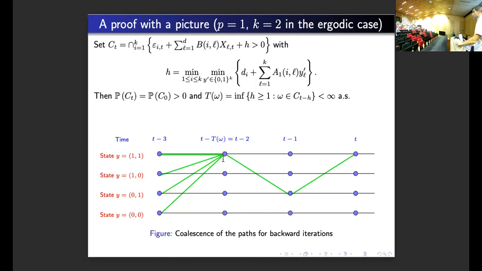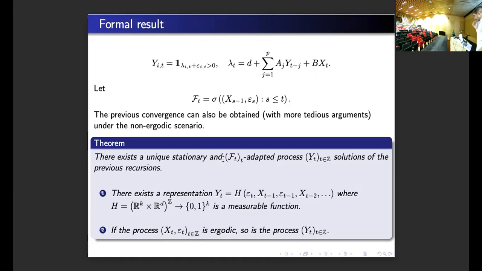If you are familiar with the simulation of Markov chains, you probably recognize the Propp and Wilson algorithm for perfect simulation of a probability measure. And this is the idea that I use here. So this gives the following result.